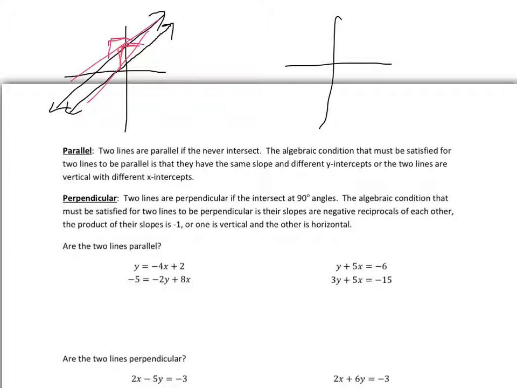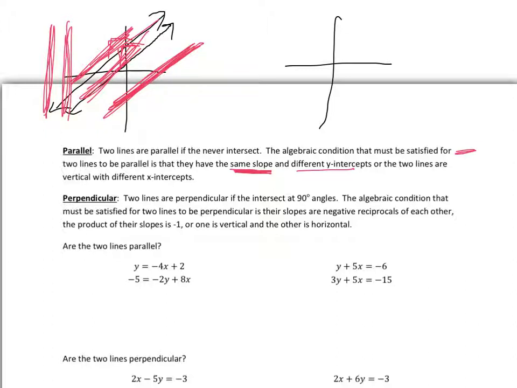So if they're rising and running at the same rate, what that really means is two lines are parallel if they have the same slope. And they have to have different y-intercepts. If they have the same slope and same y-intercept, then it's just the same line. They're touching everywhere, not nowhere. So right here you'll notice it says the algebraic condition that must be satisfied for two lines to be parallel is they must have the same slope and different y-intercepts. Or they could be vertical with different x-intercepts. So you could have a vertical line here and a vertical line there, undefined and undefined, like that.